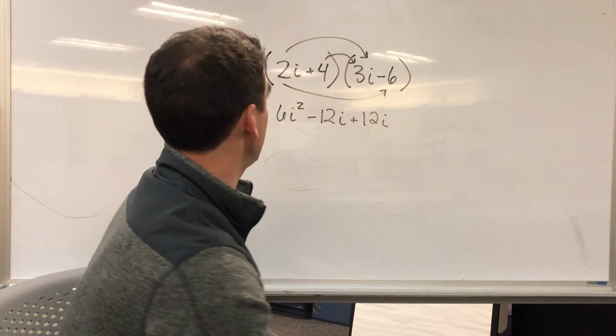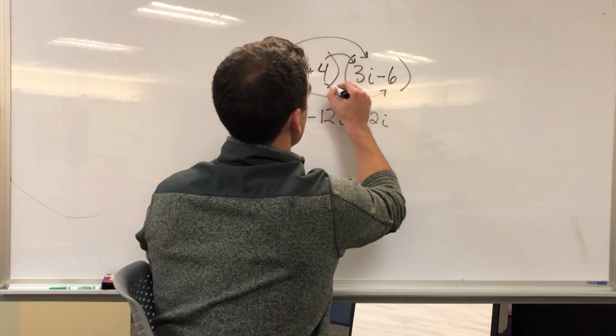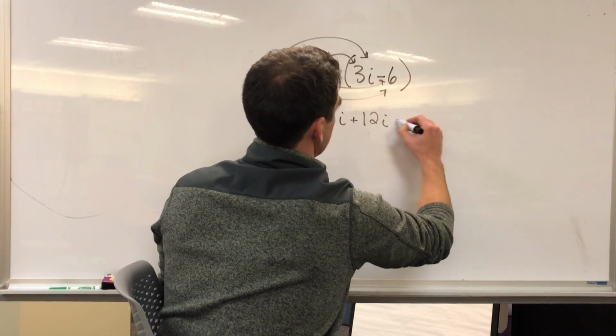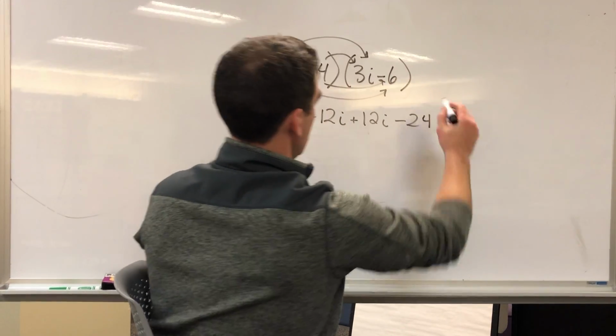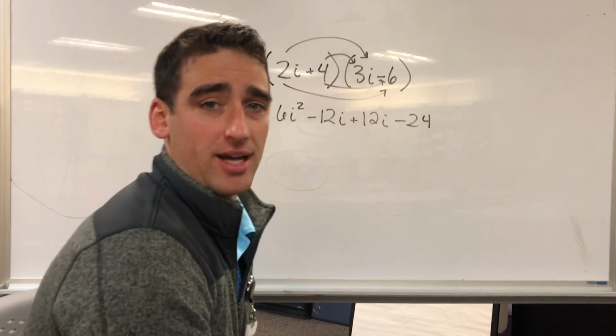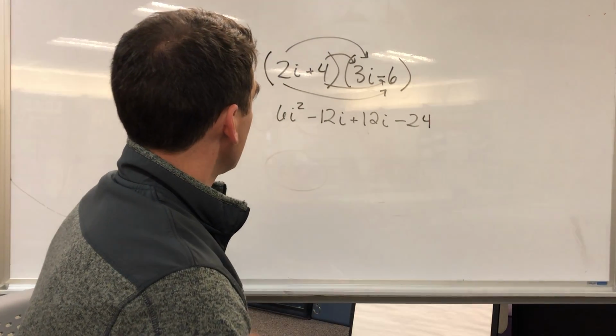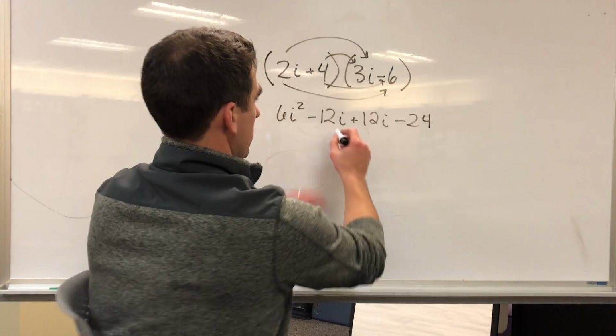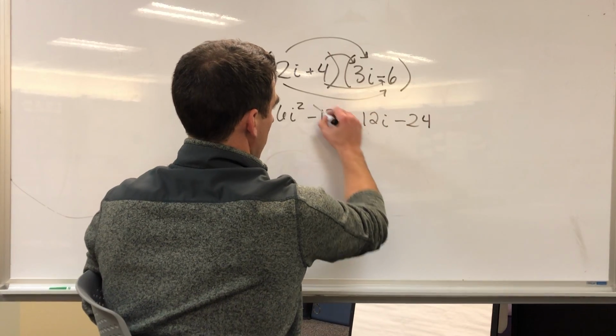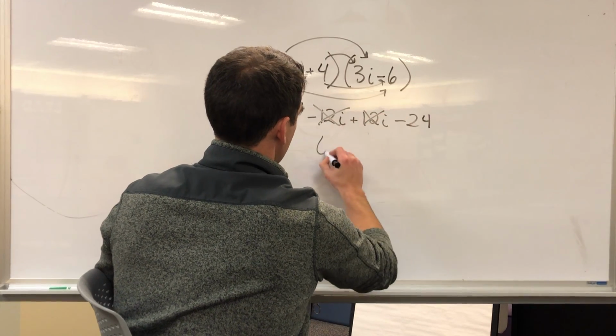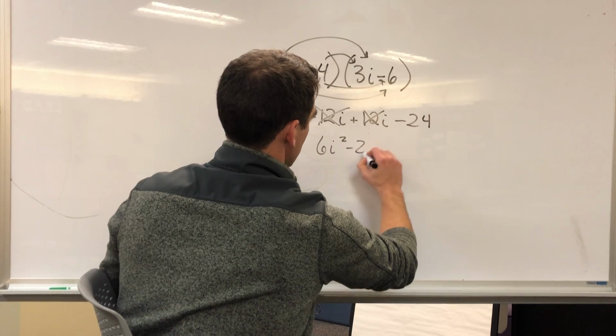Ooh, I didn't even mean to do that. They're going to cancel. And then last is going to make negative 24. This is actually going to be really interesting. I didn't mean to do it, but right away, I'm going to see that negative 12i plus 12i cancel each other out. So I'm going to go 6i squared minus 24.